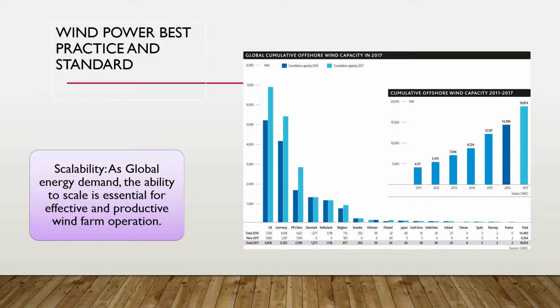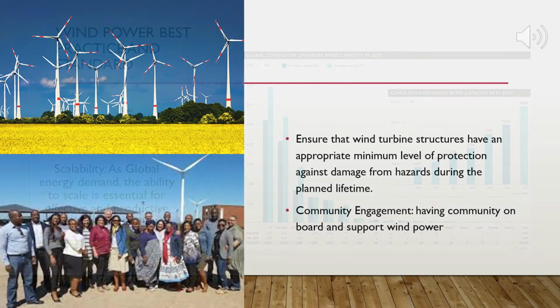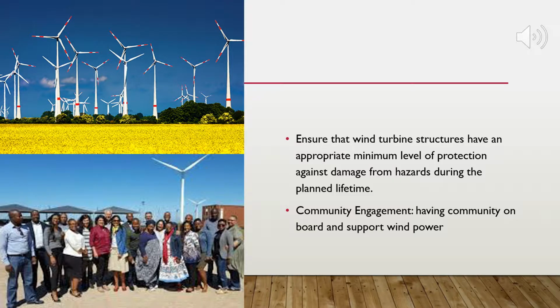Wind power best practices and standards. Scalability. As global energy demand grows, the ability to scale is essential for effective and productive wind farm operation. Ensure that wind turbine structures have an appropriate level of protection against damage from hazards during the plant lifetime. Community engagement. Having the community on board and supporting wind power.